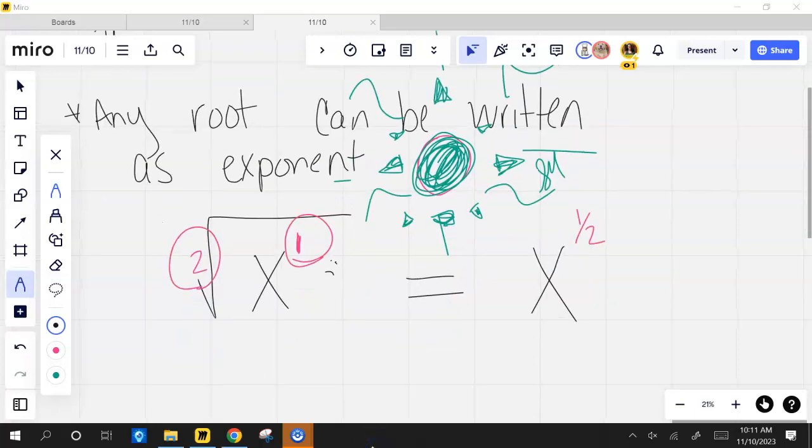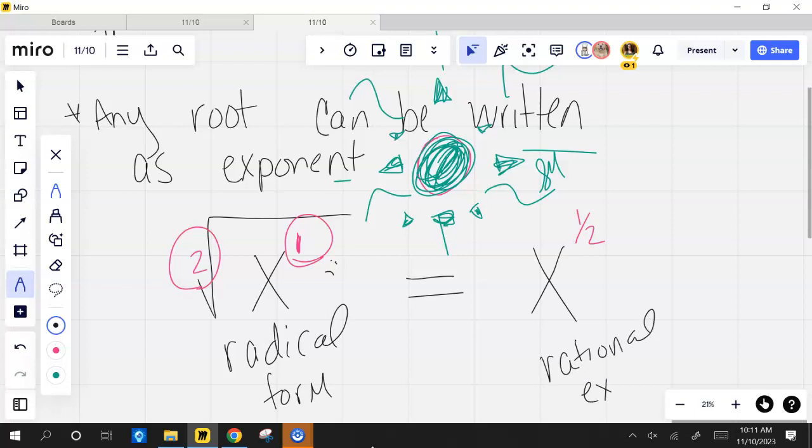This is called radical form. This is called rational exponent form. And a lot of our problems we will be able to solve by changing forms from one to the other. So we're going to practice a little bit first in just changing forms, and then we'll practice with simplifying.